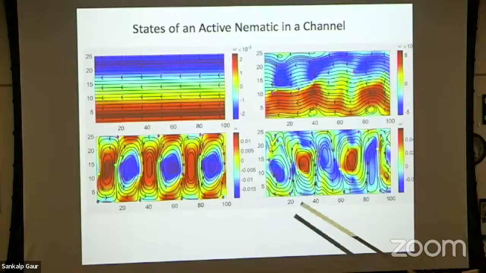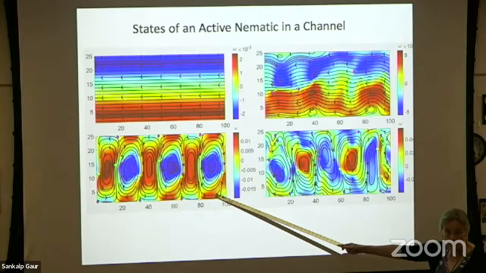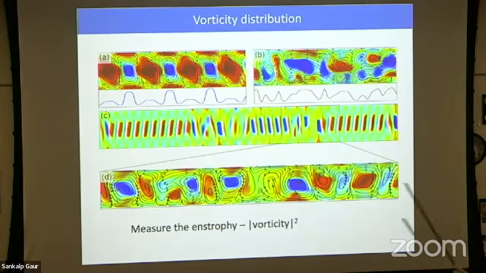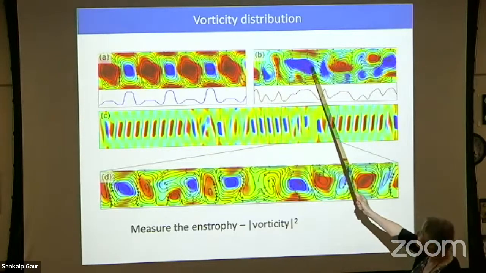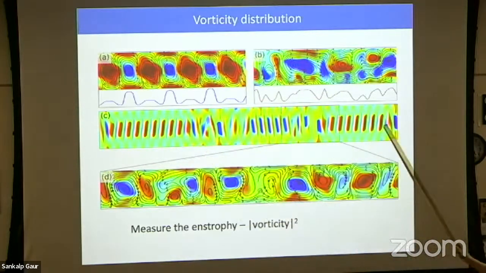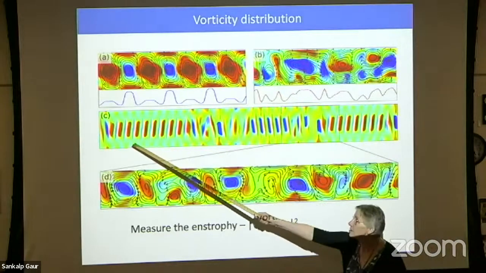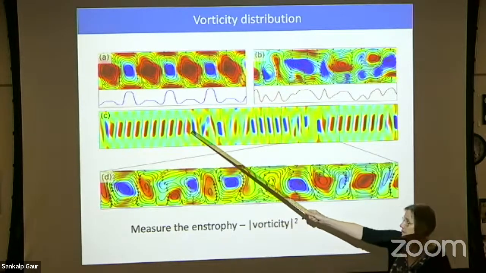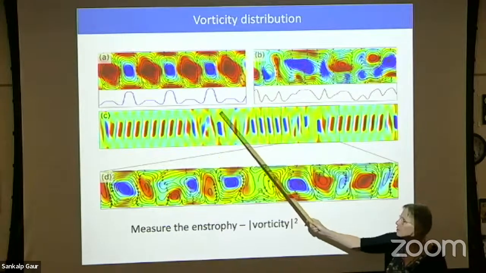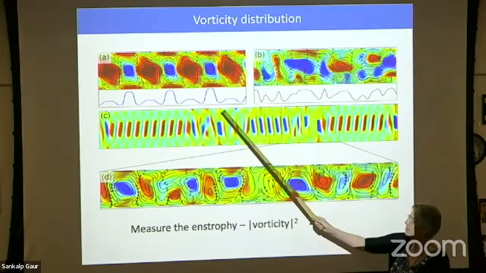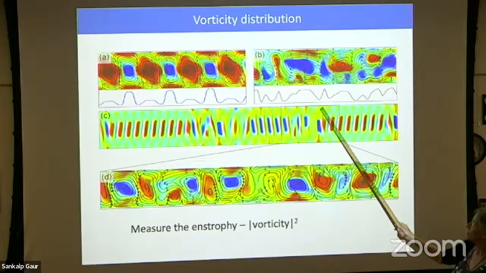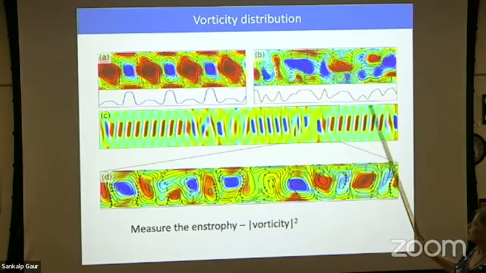Now I want to look at the transition between this state, this regular array of vortices, and active turbulence. This is a much longer bit of channel, and it shows you how the transition works. What happens is that you get regions where the vorticity is nice and ordered, this dancing state, and then localized regions where everything goes wrong and you get active turbulence. So nice ordered regions, regions with active turbulence, nice ordered regions.